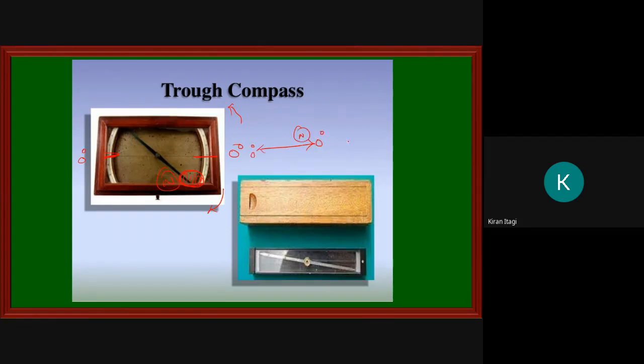After that, with the help of this compass, you should draw a line. You should not remove the compass. Here you can see the edge of the compass is very sharp, so you can use it like a scale or a ruler. So you should draw a line, and you should write the northern direction.